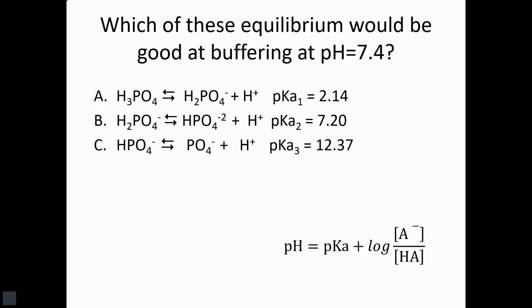So in general, buffers work best when there is a fairly equal ratio between A minus and HA. So notice if you look at the pH expression in the corner, when the pH is equal to the pKa, then the log of A minus over HA is going to equal 0. And the log of something equals 0 when the thing you're taking the log of equals 1. So when the concentration of A minus and HA are the same. So in general, buffers work best when the pH is close to the pKa.